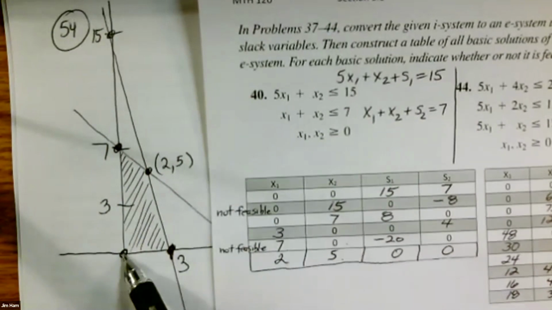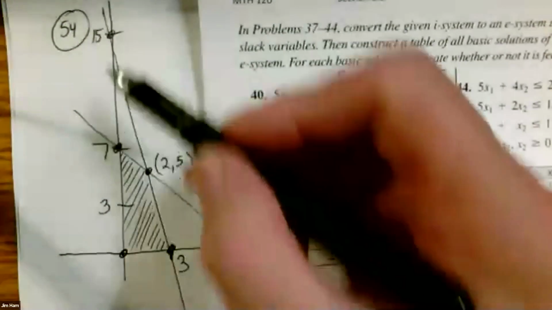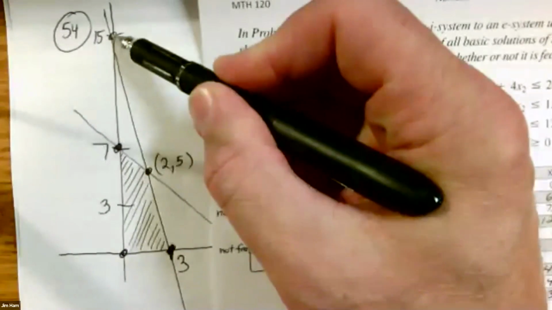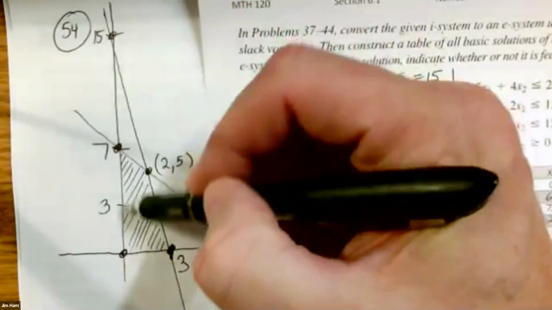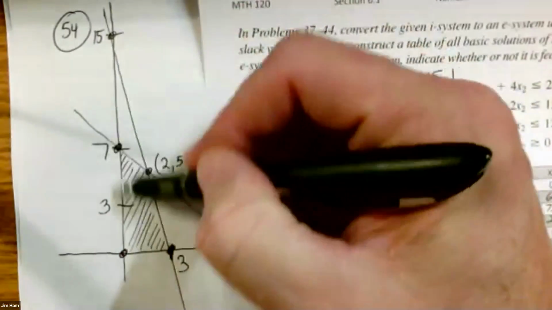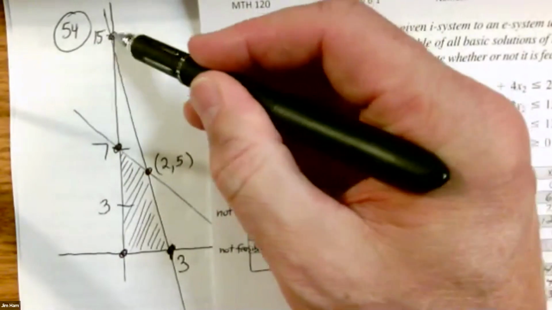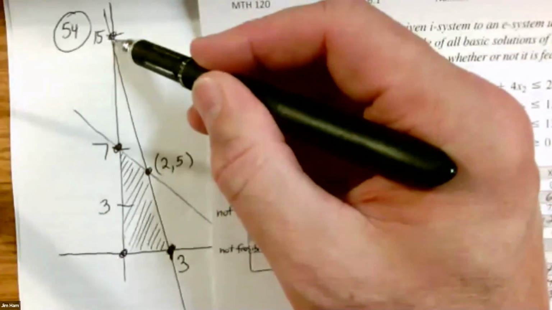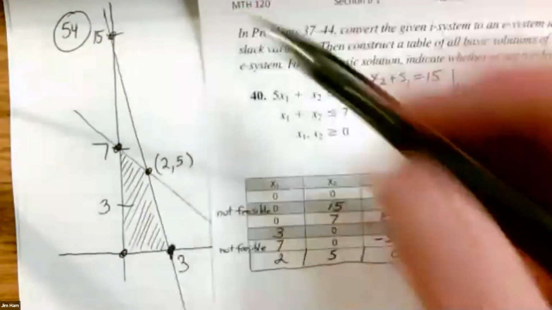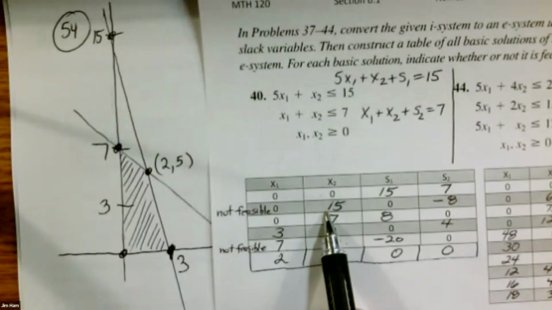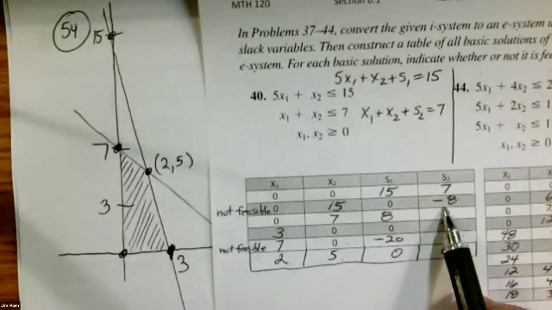0, 0 is there. This one is not feasible. It's 0, 15. 0, 15 is right up here. It's a point that intersects with the y-axis and one of our lines, but you can see this point right here is not part of the feasible region. You can see it here because it gives you a negative value for S2.